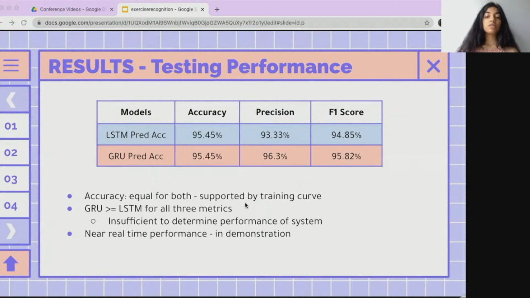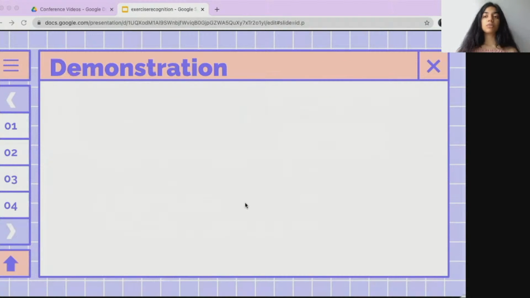Near real-time performance is also considered. During testing, the system was checked for its scalability by integrating with medicine consumption actions and then transfer learning on them. Here is a small demonstration of how our system is functional.